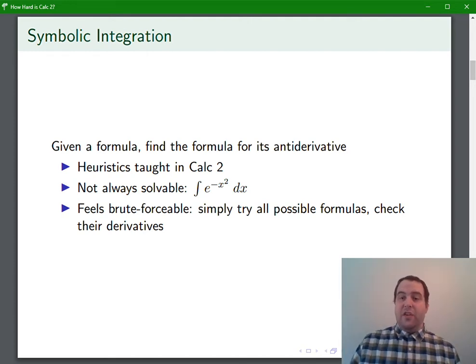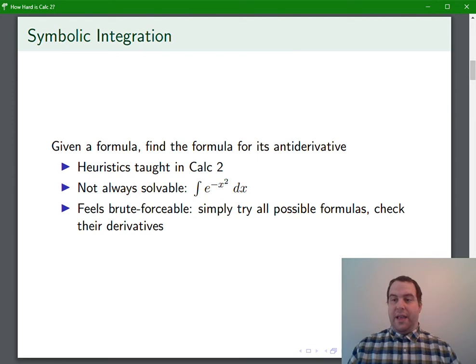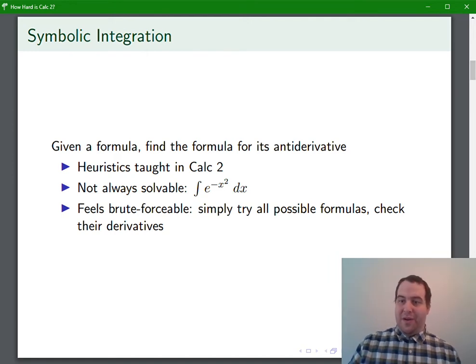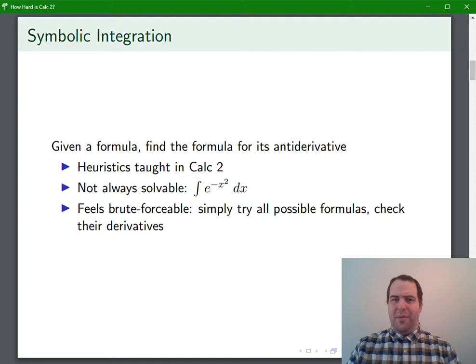And of course, we teach heuristics for this in Calc 2. But they're just heuristics, right? In Calc 1, we teach an algorithm for differentiation. Students know exactly how long it's going to take, exactly what they're going to have to do, exactly what formulas they're going to have to take the derivatives of, and in what order, before they even start a differentiation problem. But that's in Calc 1. In Calc 2, we teach students a few tricks, and then you have to be really clever, and there are some problems where you can't solve them at all.